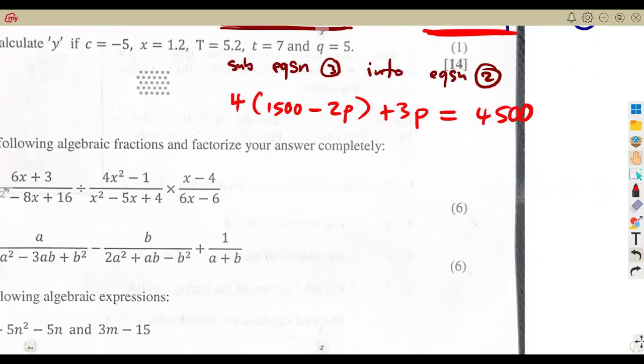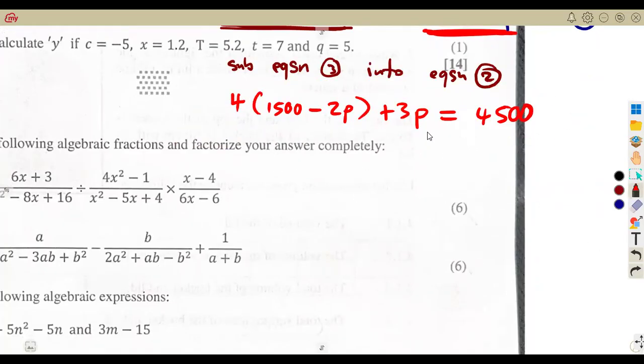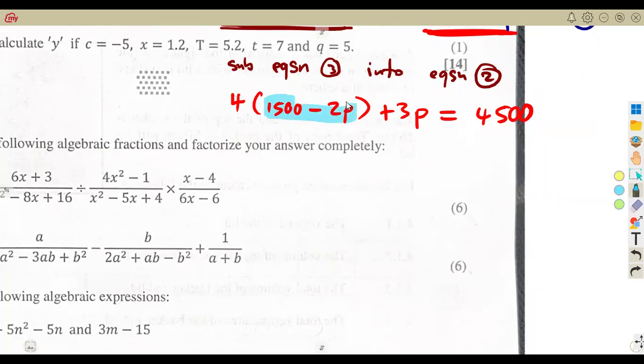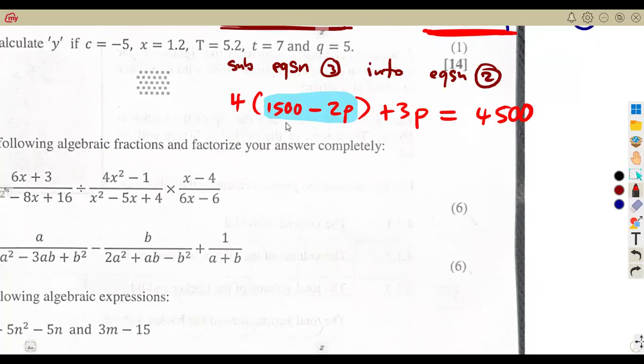This is now a simple linear equation in terms of P, one unknown value. So you can expand the brackets and collect like terms. Let's distribute this bracket by multiplying by the number outside of the bracket, which is 4. So that's 4 times 1,500, which is going to give us 6,000.